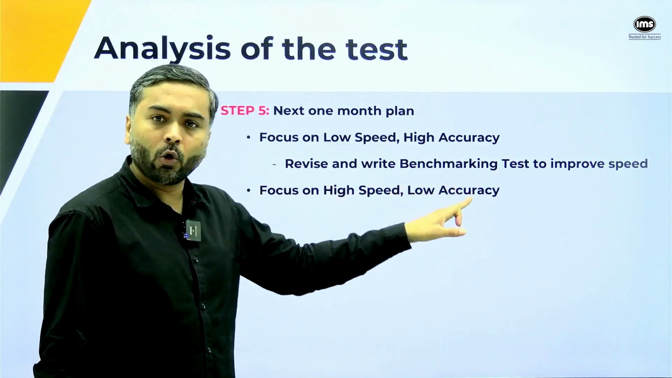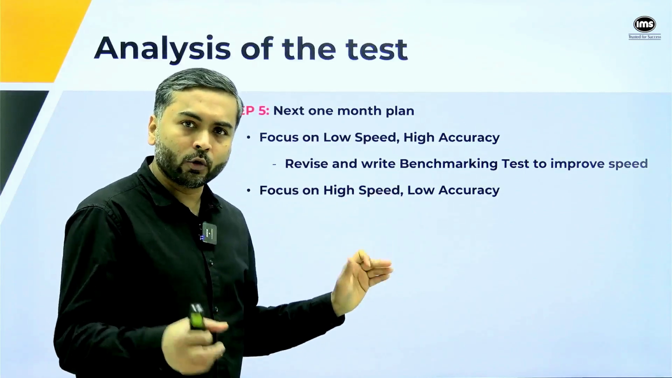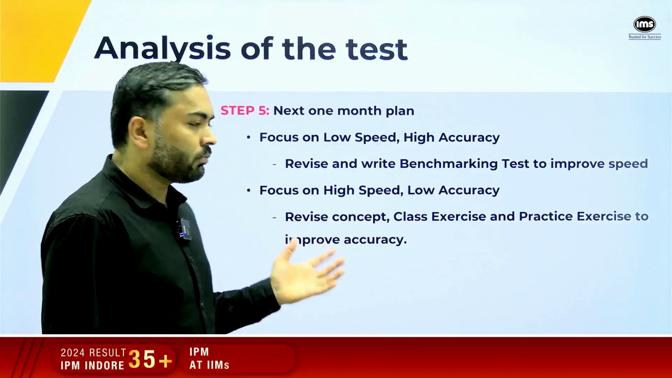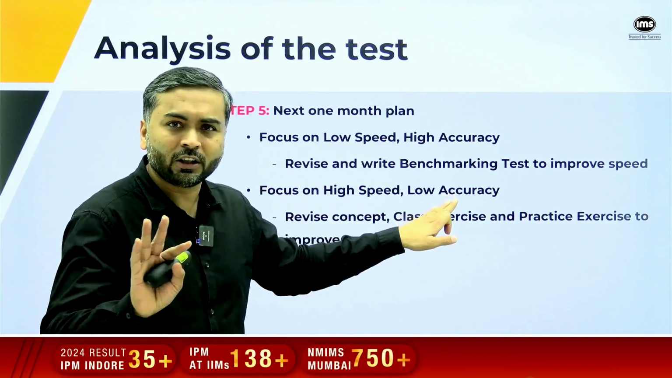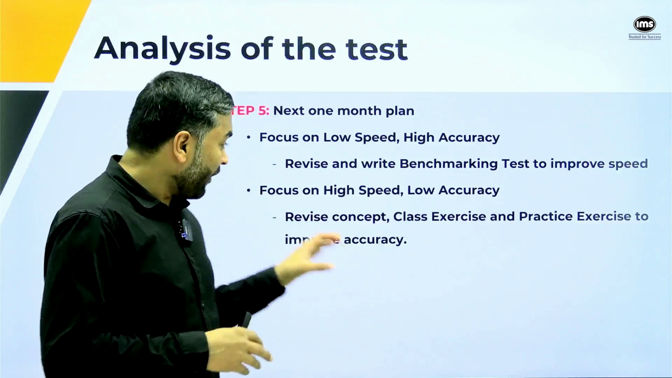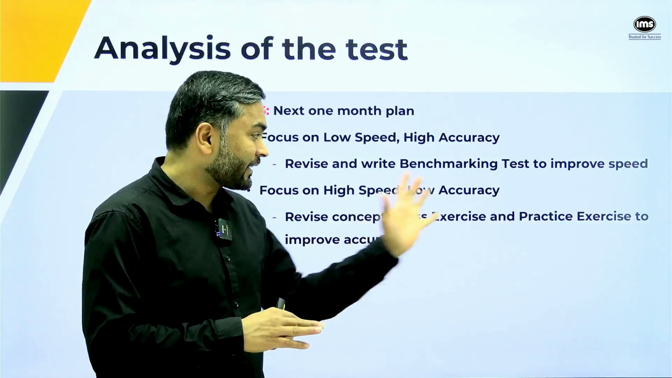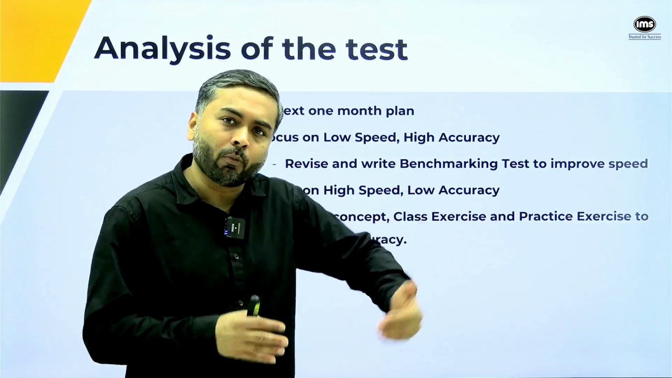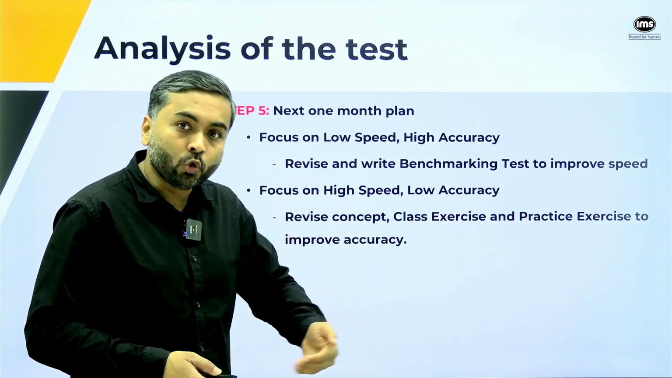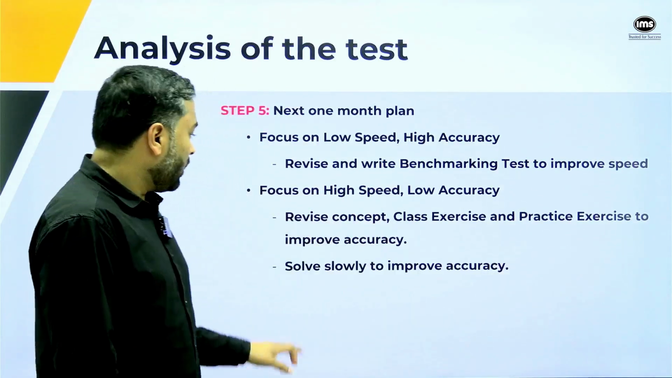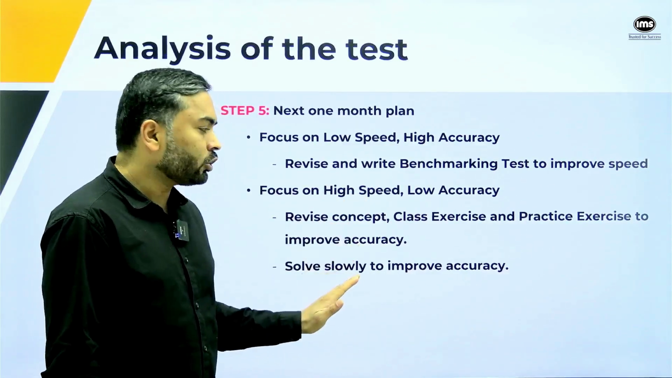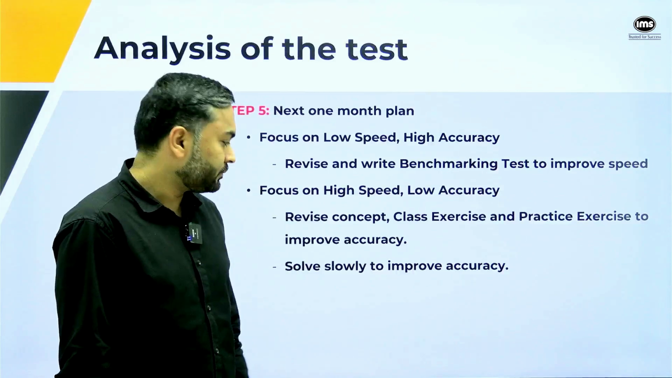Focus on high speed, low accuracy. We discussed high speed, low accuracy to decrease the speed and increase the accuracy. So what you need to do is, if the accuracy is less, it means there's a conceptual error, or maybe an understanding error. So revise the concept, watch the video solution, do the class exercise practice, take the topic, start from scratch and try it again. Solve more questions to understand where you are going wrong. As we discussed earlier as well, with high speed, you need to decrease your speed so that your accuracy increases.